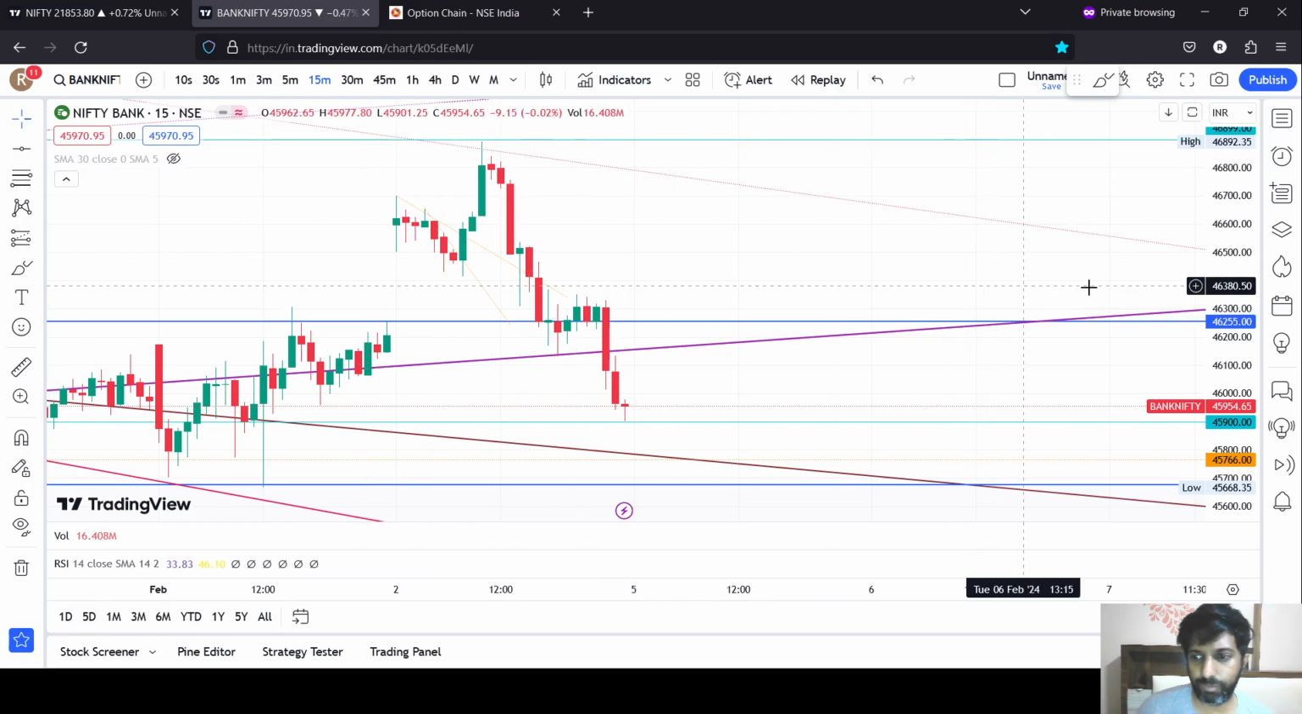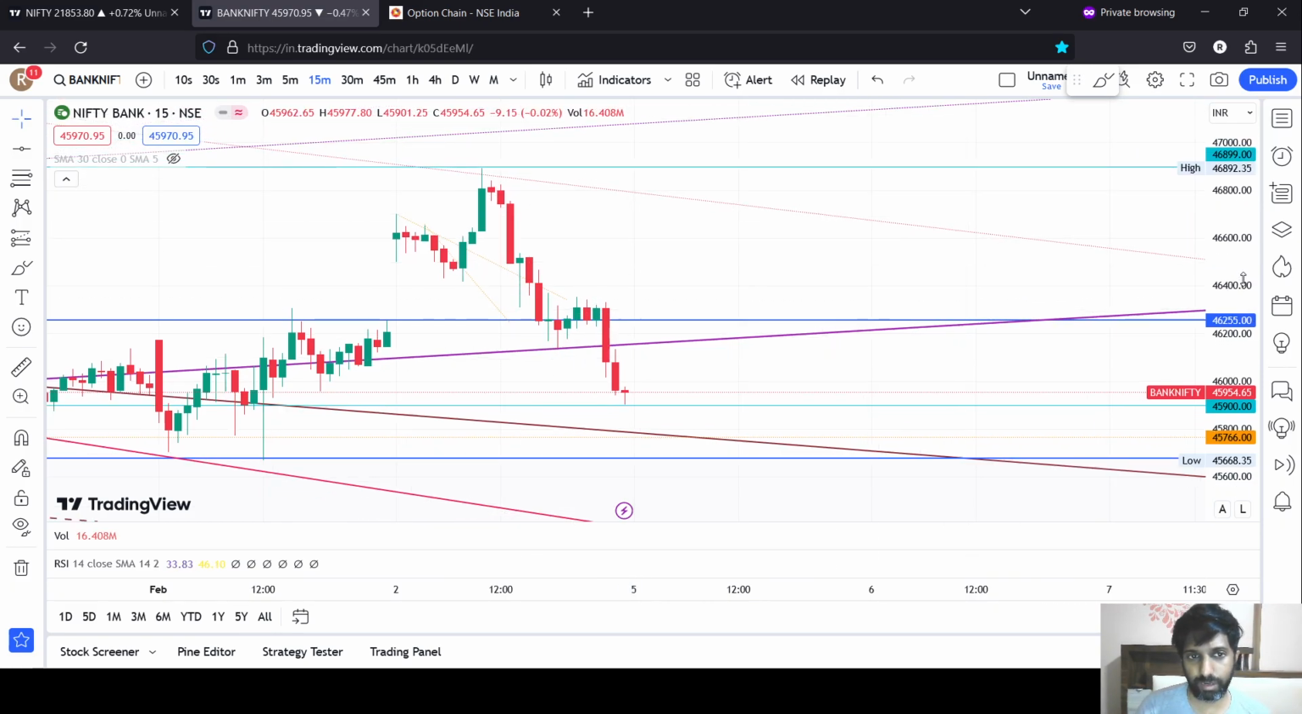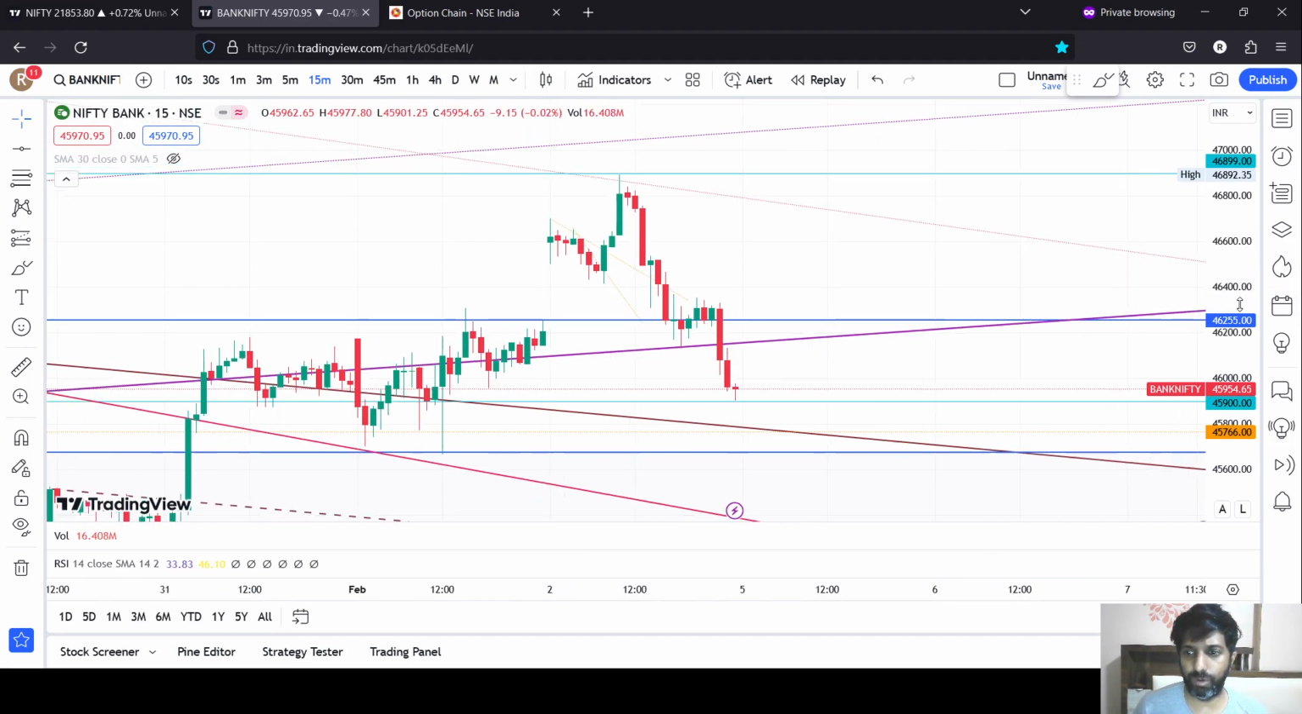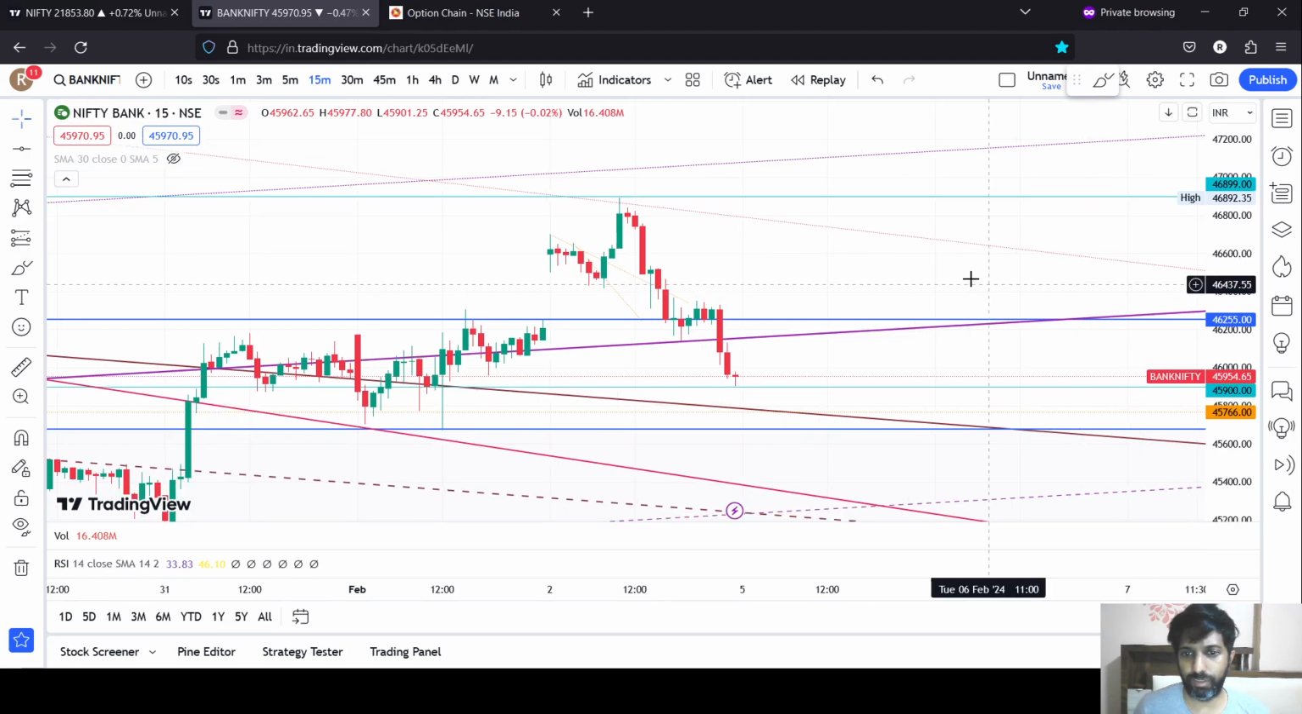For Bank Nifty, the range is a very big range, 46,890, which is almost like 46,900 till 45,900. So this is kind of a 1,000 point range, and this gap already has been filled in the previous trading day itself. So that's the reason why I see more downside for Bank Nifty.